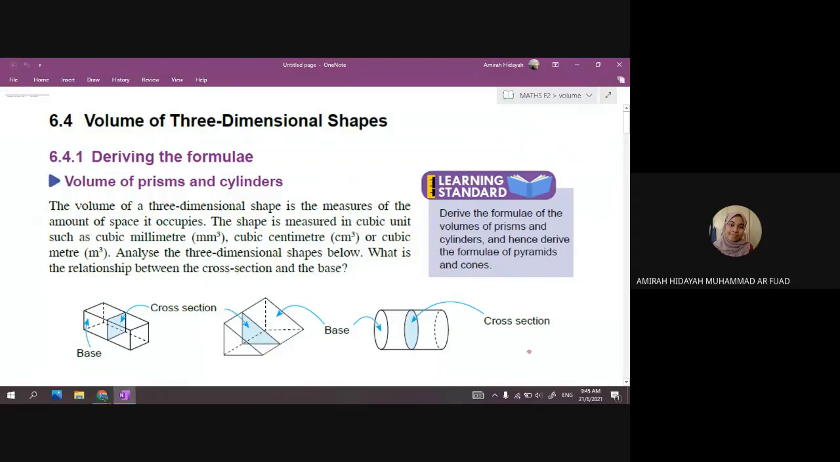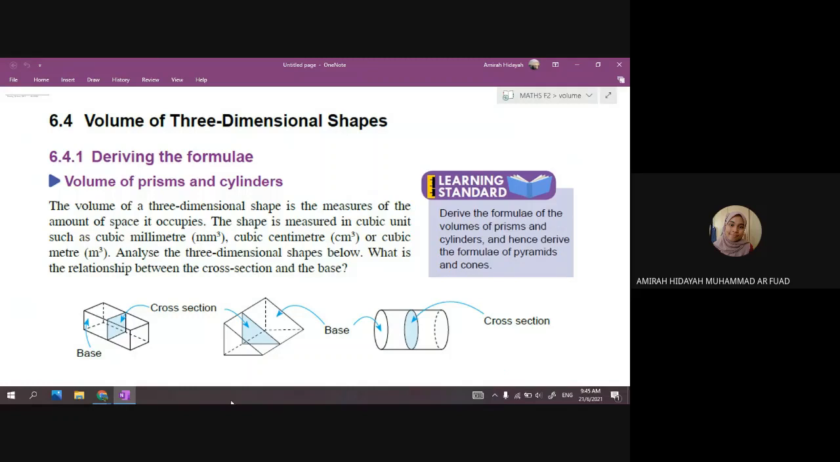So for today's class, we are going to look at a new topic which is about volume of three-dimensional shapes. So before this, kita dah belajar tentang surface area of three-dimensional shapes kan. So hari ni kita nak masuk pula tengok volume.